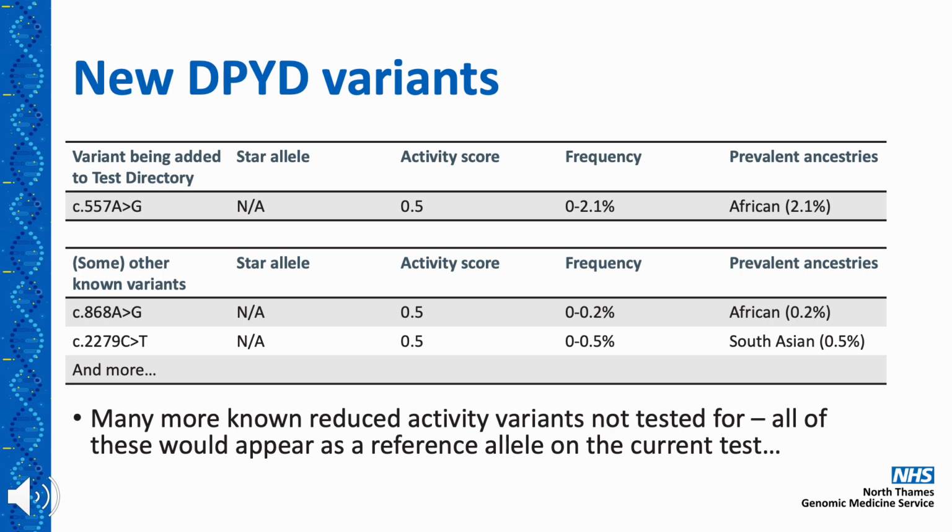At the bottom, you can see some other well-known variants which we are not currently testing for. It is worth bearing in mind that if an individual has a variant not tested for, this will lead to an overestimation of DPD activity scores and an inappropriately high dose of fluoropyrimidine.